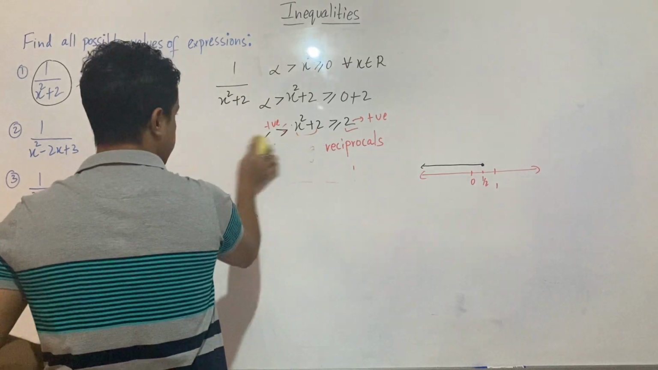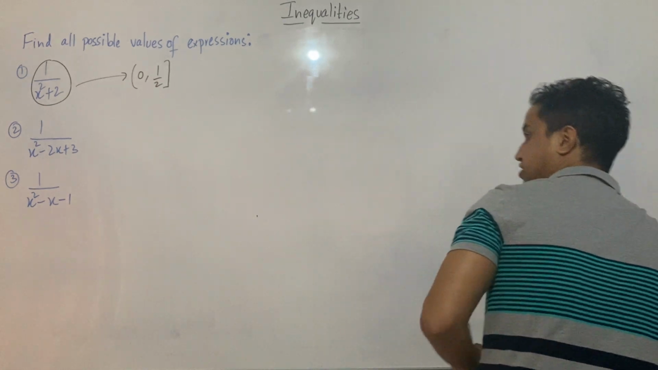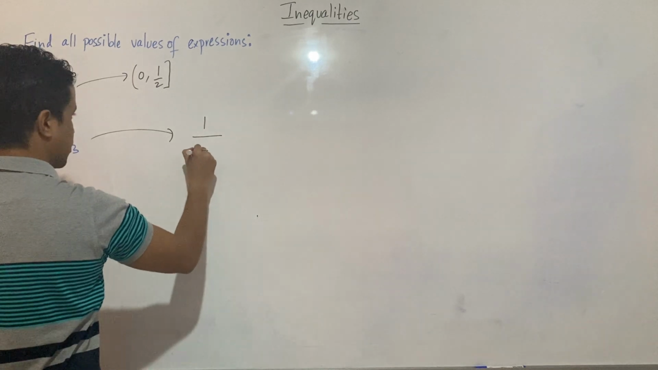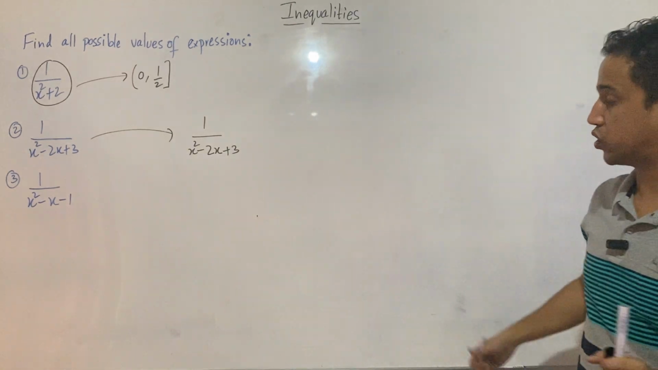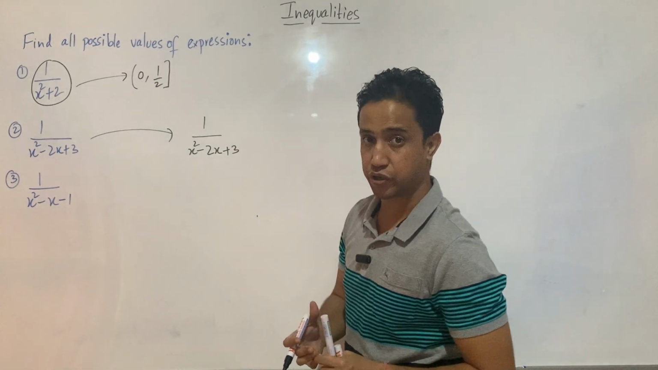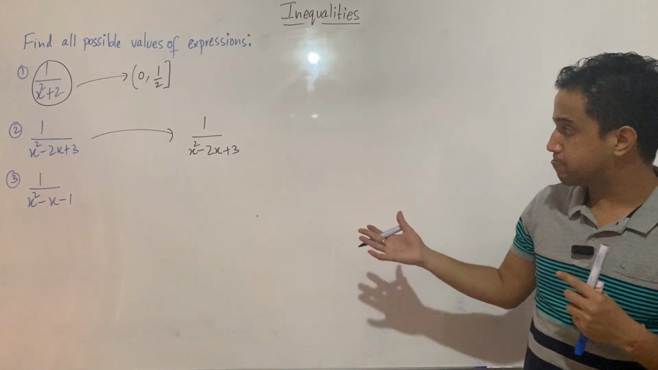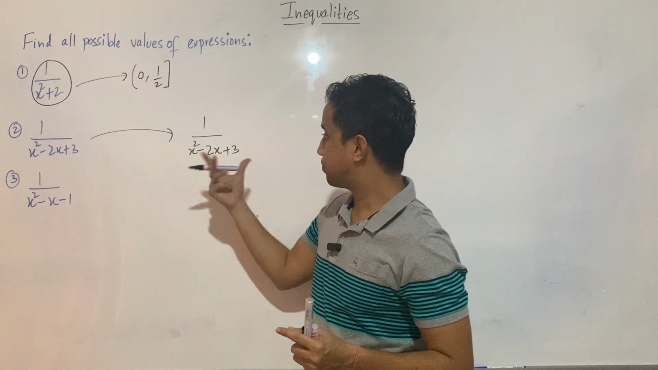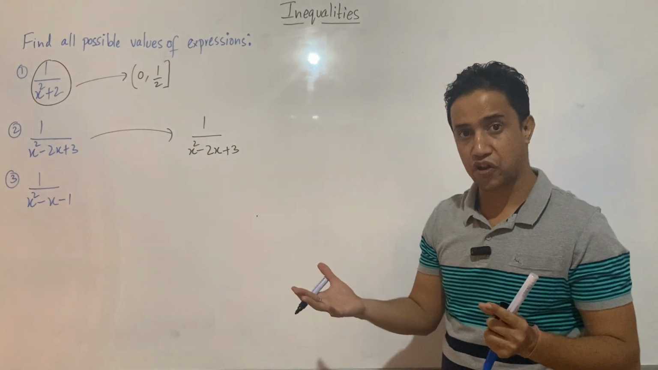So the next one says that we are given this expression, 1 over x square minus 2x plus 3. Now see here, if you carefully look at the denominator, in the denominator we have a quadratic equation, right? So I think we can do something to factorize it, or maybe rearrange things so that we can turn this quadratic into the product of factors or something like that.